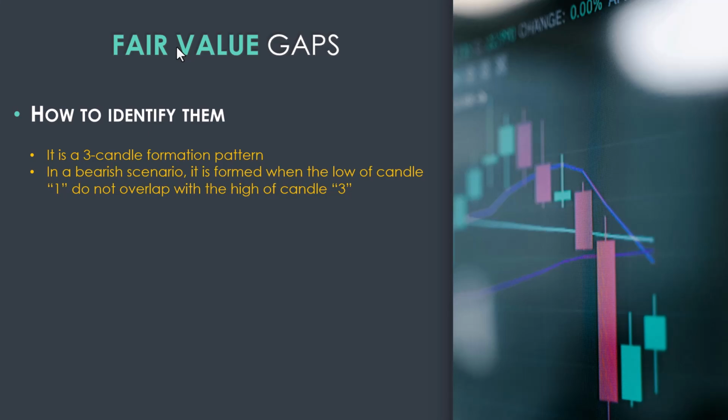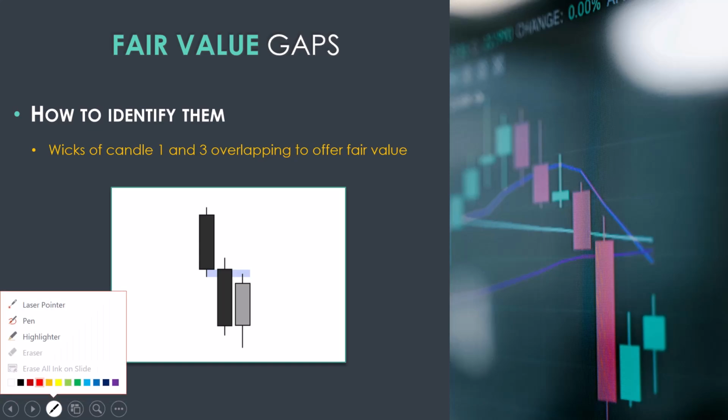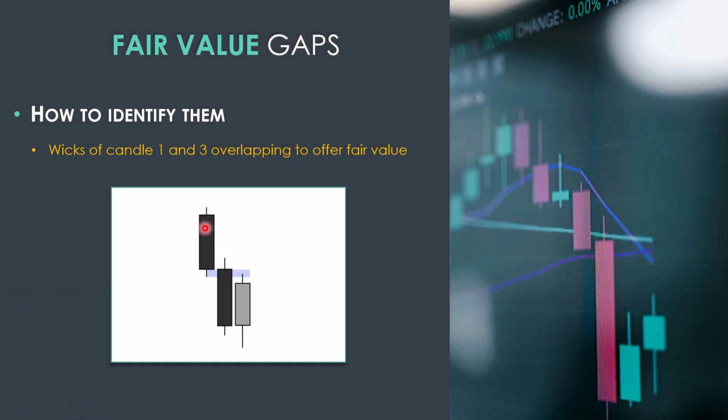It is a three-candle formation pattern. In a bearish scenario, it is formed when the low of candle 1 does not overlap with the high of candle 3. When we look at this image here in a bearish condition, if we consider this to be our candle 1, this our candle 2, and that's our candle 3, you realize that the lower wick of candle 1 is overlapping with the upper wick of candle 3.